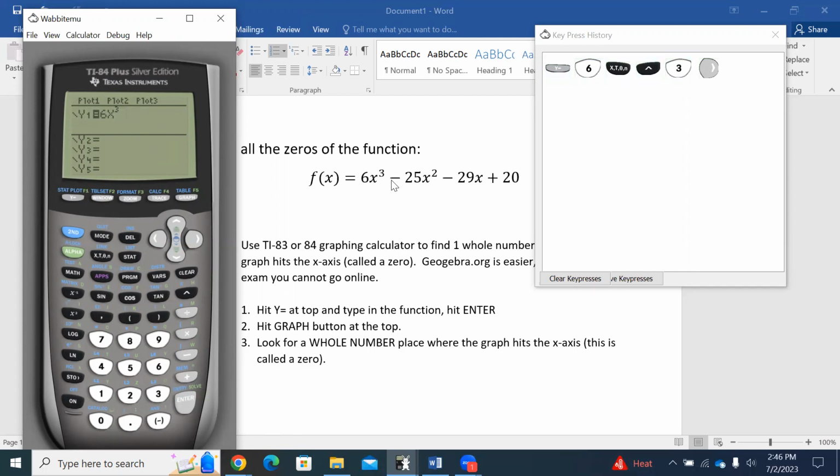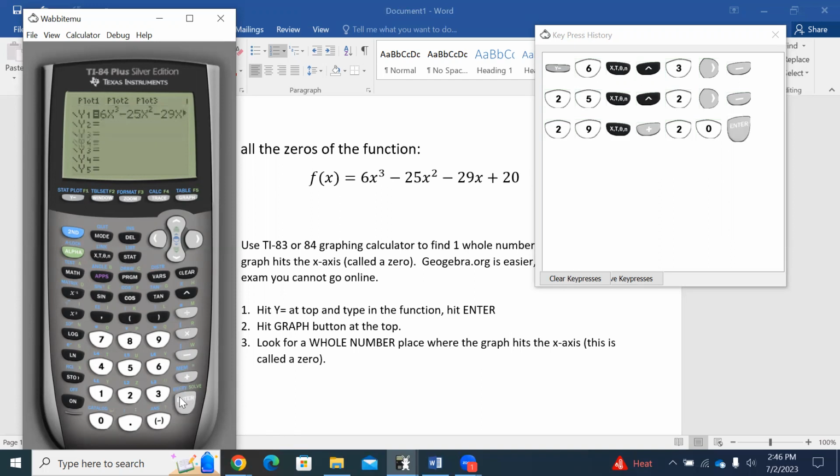I don't know. And then minus 25x squared. So minus 25x. Now again, I've got to go squared, so I'm going to go to the power 2. See, I'm up there? Anything I type now is going to be up there in the power zone. I don't want that. I want to come back down to the main line and go minus 29x. So I have to go right arrow, and it comes down to the main line. Minus 29x plus 20. So I just hit Y equals at the top, type in the function, and now hit enter, the enter button down here in the lower right corner. There, it's got our function in Y1.